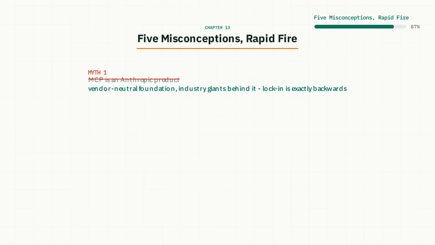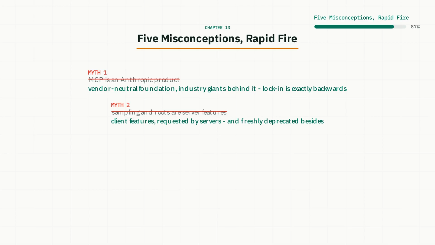1. MCP is an Anthropic product. It began there. It now lives in a vendor-neutral foundation with the industry's giants behind it, and treating it as one vendor's lock-in is exactly backwards. 2. Sampling and roots are server features. Client features requested by servers and freshly deprecated besides, you now know both halves.